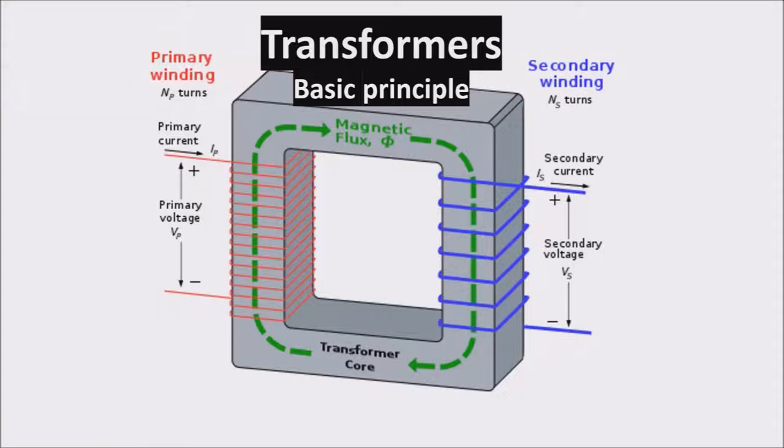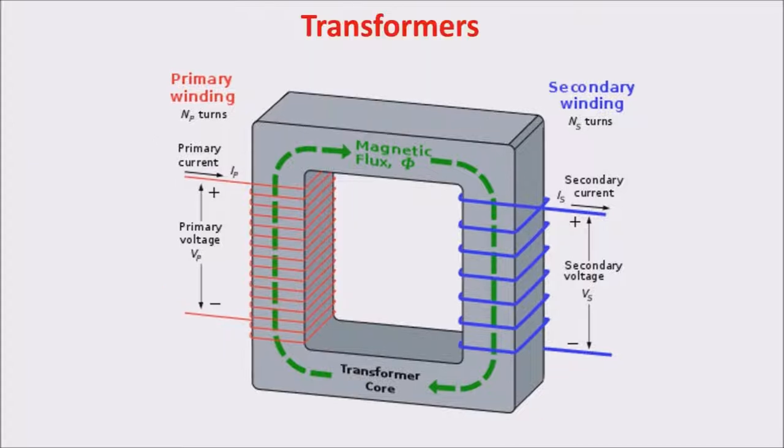In this video, we talk about transformers. We see what a transformer is and how it works. The transformer is used to step up or down electrical dimension as voltage or current. A transformer uses two inductors wrapped up on the same iron core.